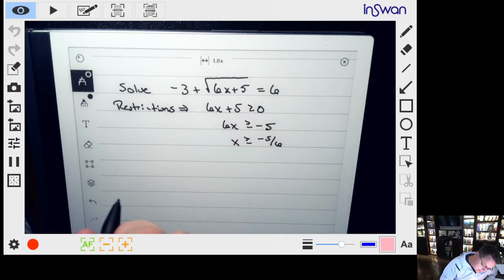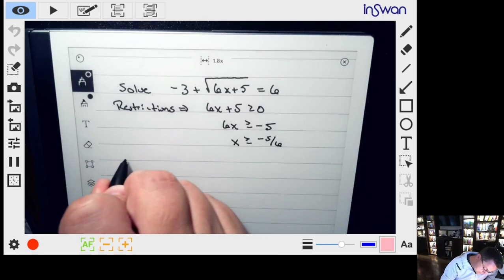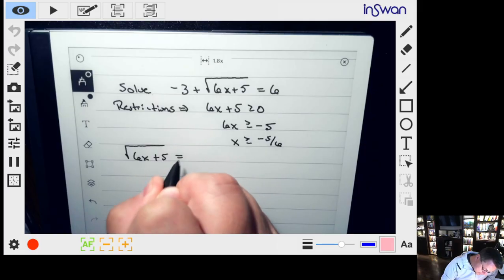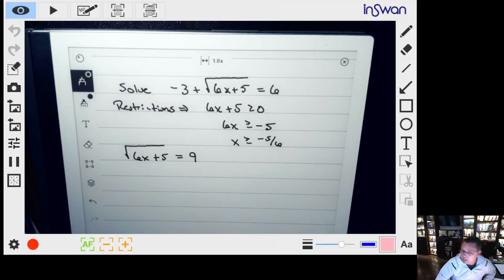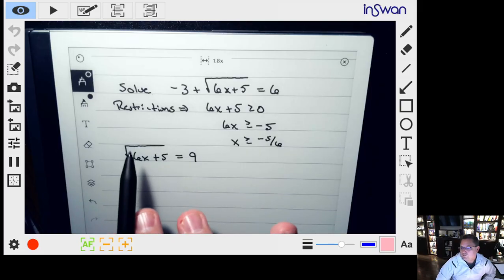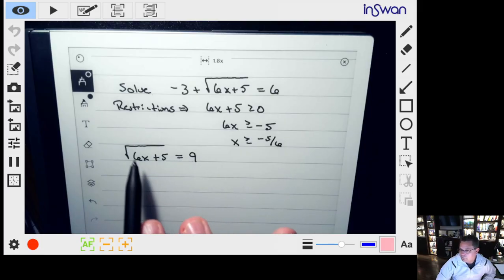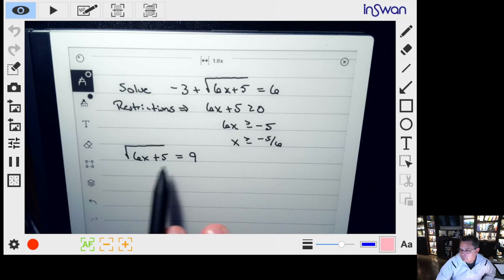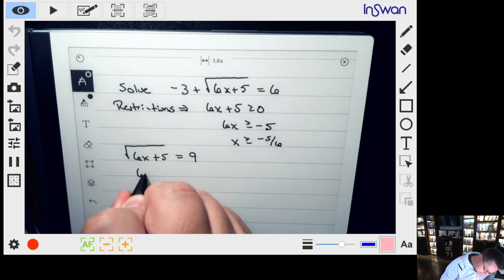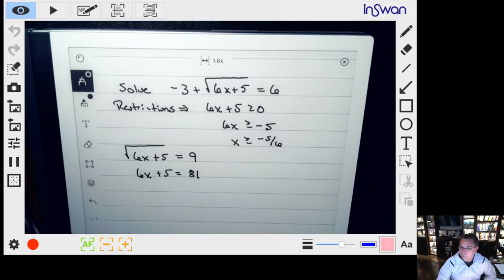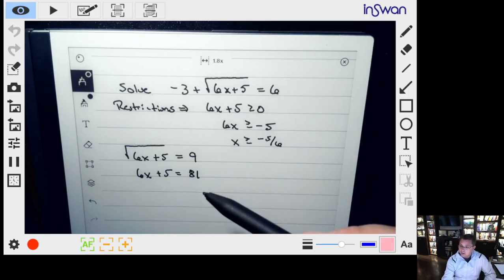So we're going to add 3 to both sides. That'll give me the square root of 6x plus 5 is equal to 9. So we're looking for the square root of something to be equal to 9. Well, that means that something is going to have to be 81, right? And if I square both sides, I'm going to see that here. I'm going to get 6x plus 5, and then 9 squared is 81. That just makes sense moving down.